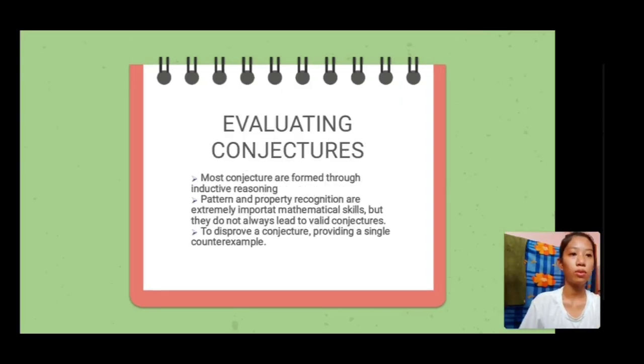So let's proceed to evaluating conjectures. There are three characteristics of evaluating conjectures. First, most conjectures are formed through inductive reasoning. Pattern and property recognition are extremely important mathematical skills, but they do not always lead to valid conjectures. And last, to disprove a conjecture, we provide a single counterexample.